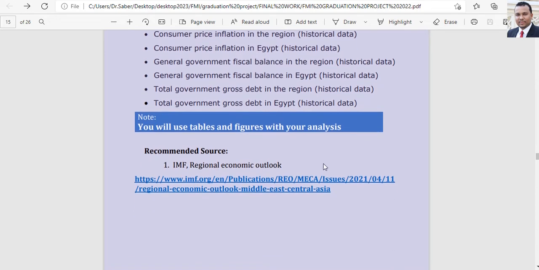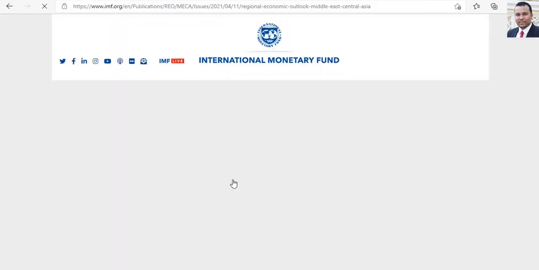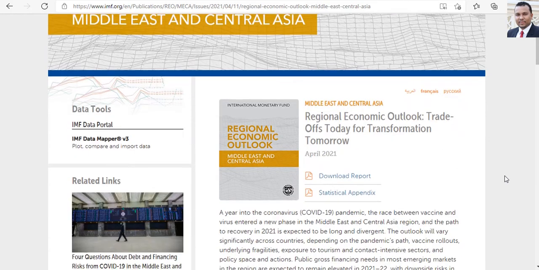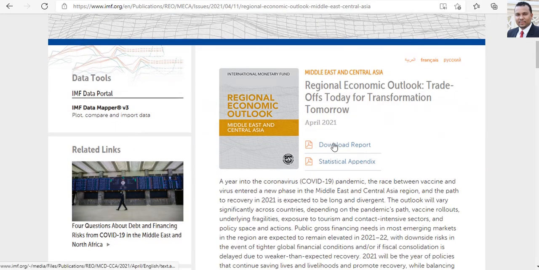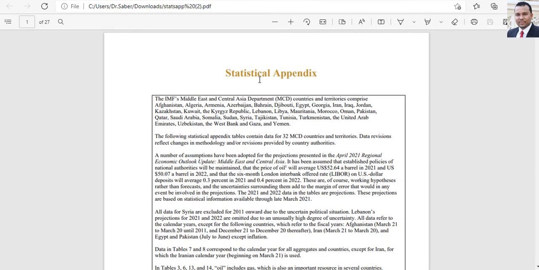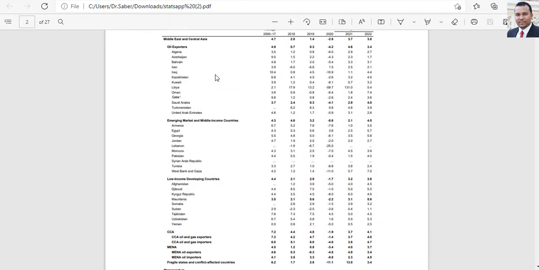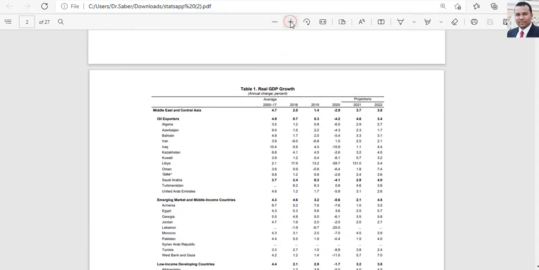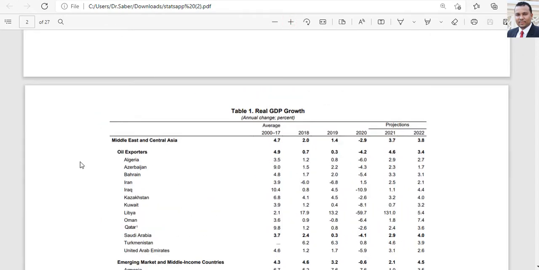Okay, so this is the regional economic outlook. We will use this source, the Regional Economic Outlook from the IMF. You can use the full report or the statistical appendix. So this is the statistical appendix. We need to compare between the performance for Egypt and the Middle East.